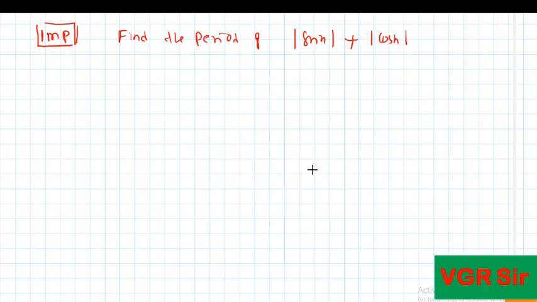Interesting. Most of the students will make a mistake here. How? Mod sin x period is pi, mod cos x also period is pi, LCM of pi and pi is pi only. They will write pi is the period of this function. But pi is a period only, not the fundamental period. They will always ask that period means fundamental period should be found. So pi is a period only, but pi is not the fundamental period. Pi by 2 is the fundamental period. I will show you. Observe here.